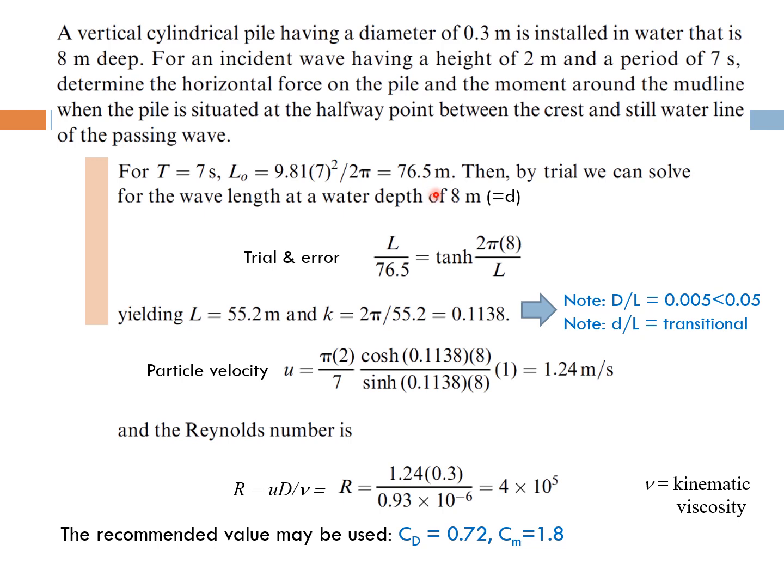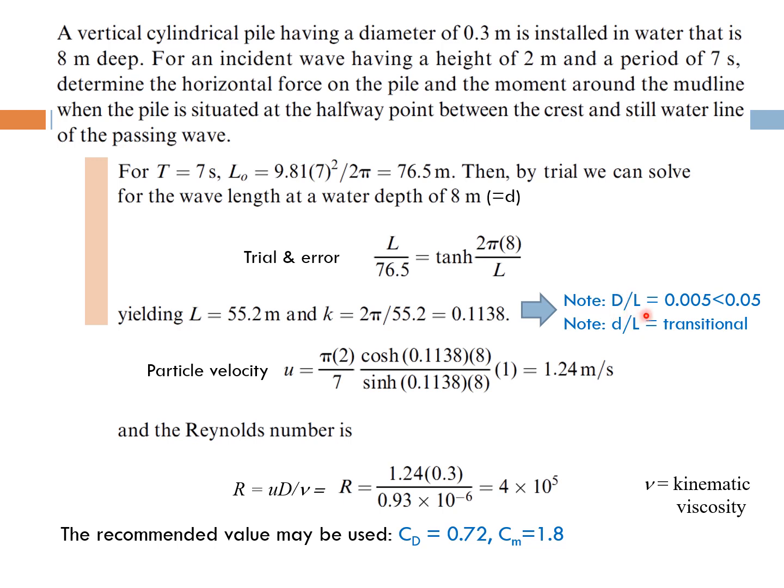And after that, we consider the water depth of 8 meter. We use trial and error method to determine the wavelength in this particular position, which gives us 55.2 meter. So with that, we are able to determine the wave number, 2 pi over L. And also we are able to check the D over L, whereby D is the pile size.